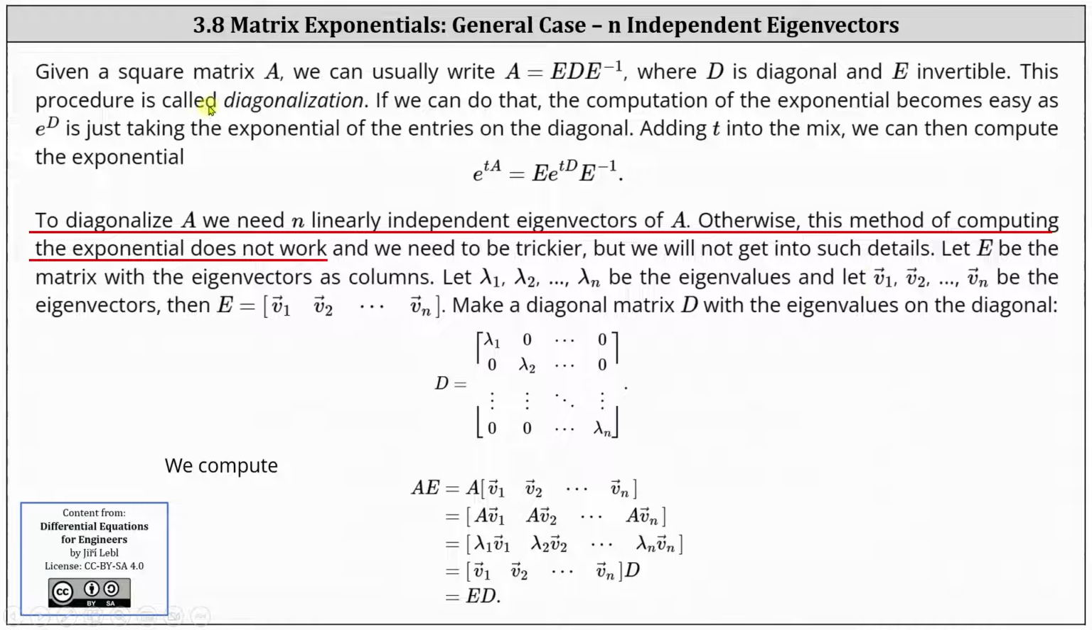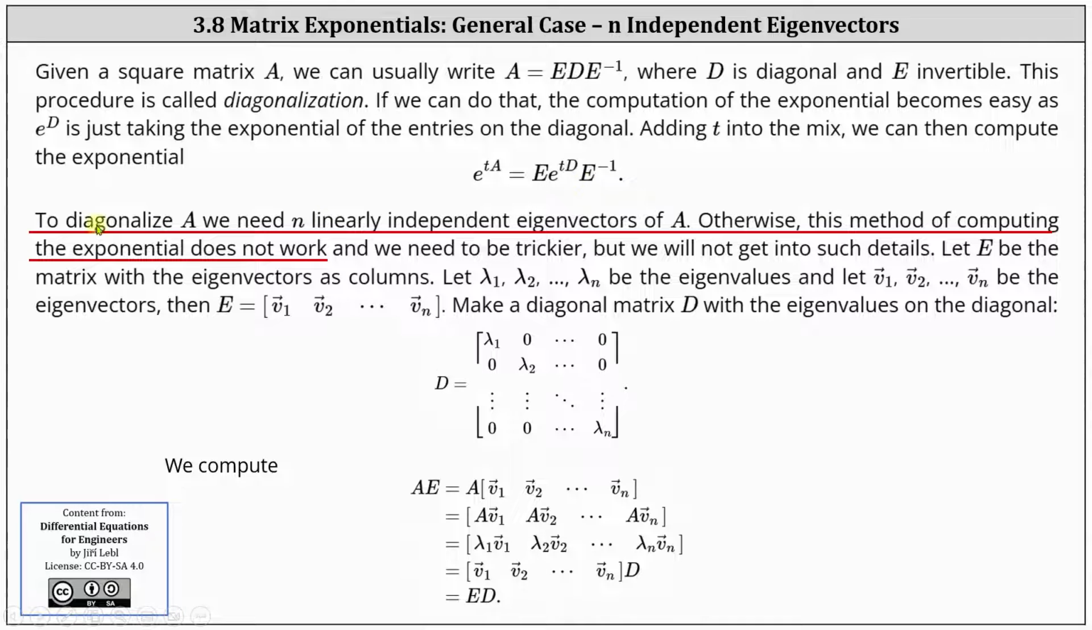Now, given a square matrix A, we can usually write A equals E D E inverse, where D is a diagonal matrix and E is an invertible matrix. This procedure is called diagonalization. If we can do that, the computation of the exponential becomes straightforward, as e to the D is just taking the exponential of the entries on the diagonal. And if we include a factor of t, we can compute the exponential. We have e to the power of tA equals E times e to the tD times E inverse.